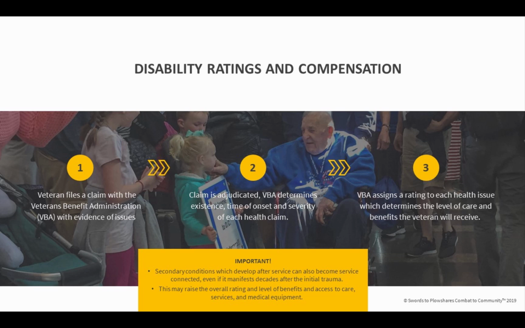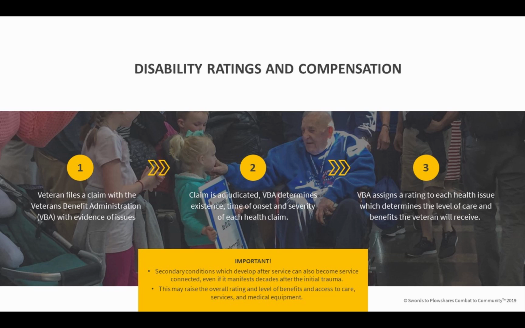Disability ratings and compensation. I mentioned this a little bit earlier, talking about service-connected conditions. There's a process. First, the veteran files a claim with the VBA, or the Veteran Benefits Administration, providing evidence of their medical claims. The claim is adjudicated, and the VBA determines whether their condition exists, the time of onset, so did it happen during service, and the severity of each health claim.